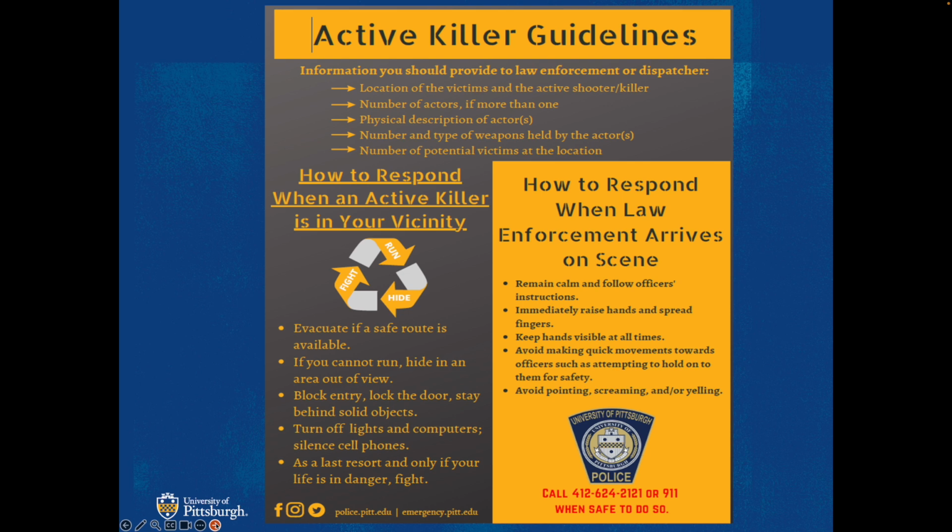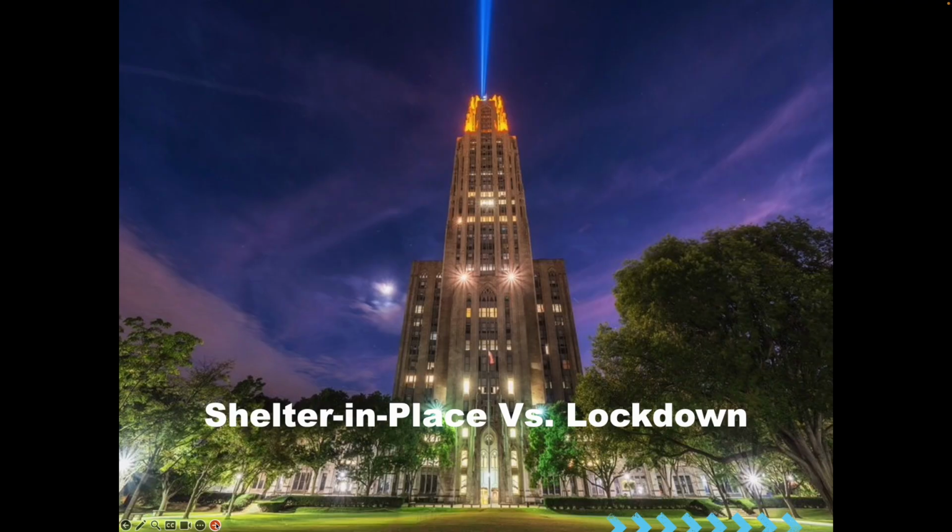These active killer guidelines were developed to help our Pitt community remember the information presented in the preceding video. Please take a moment and read through them. This graphic is available anytime by going to police.pitt.edu and clicking the Resources tab. Next, we'll talk about what it means to shelter in place versus lockdown during an emergency.